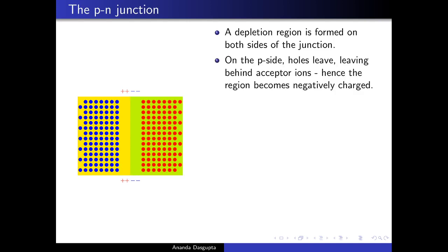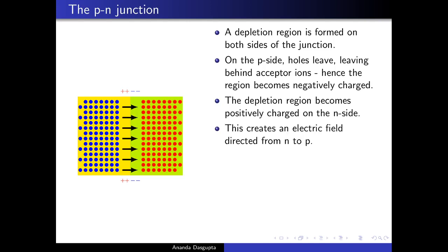Now, of course, on the P side, as we said, holes leaving behind the acceptor ions. Hence, this region becomes negatively charged. So that's the minus sign here. On the other hand, the depletion region on the N side has an excess of donor atoms and no electrons to cancel the charge. So the depletion region becomes positively charged on the N side. As a result of this, now you have an electric field directed from N to P, from the positive charge to the negative charge, all over the depletion region.